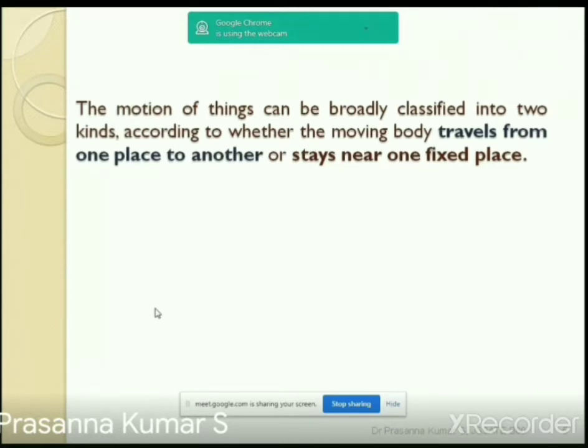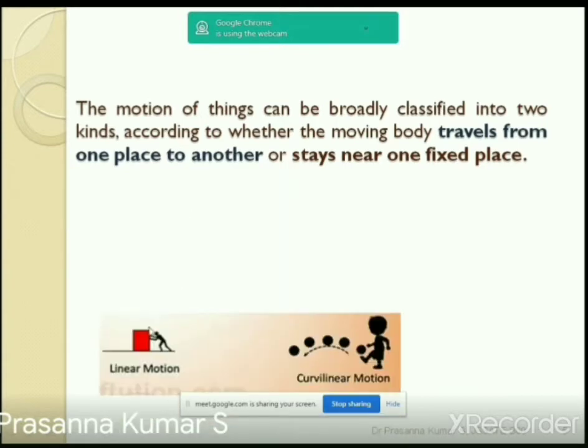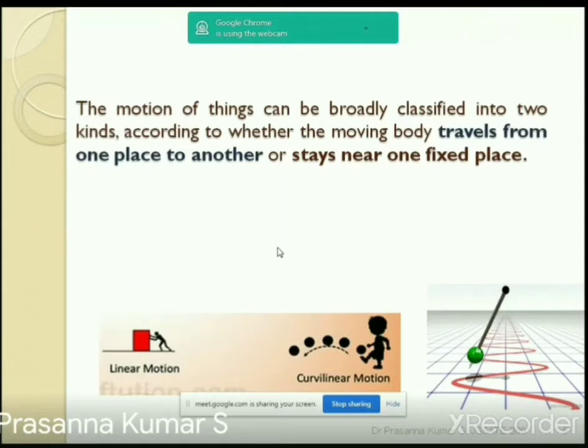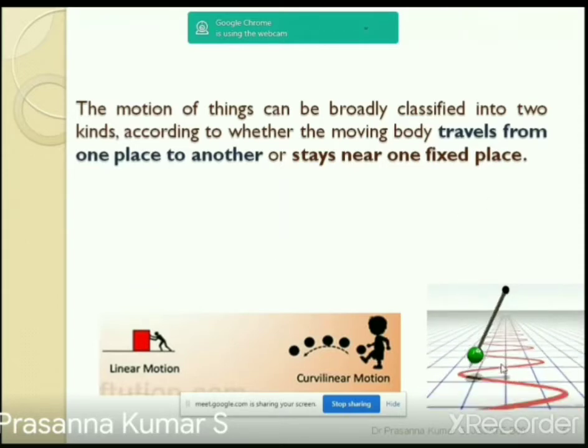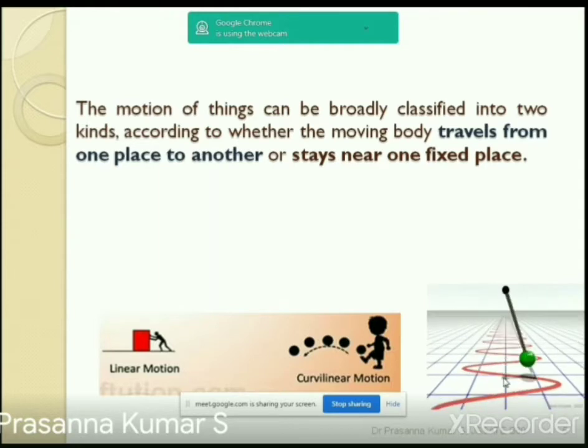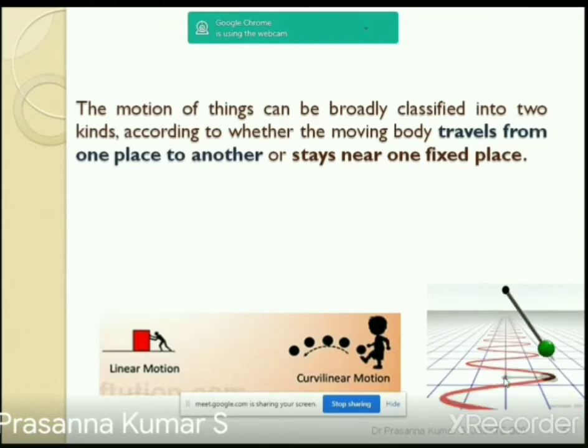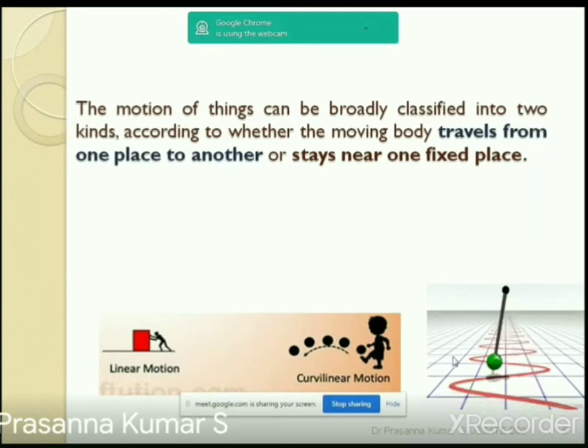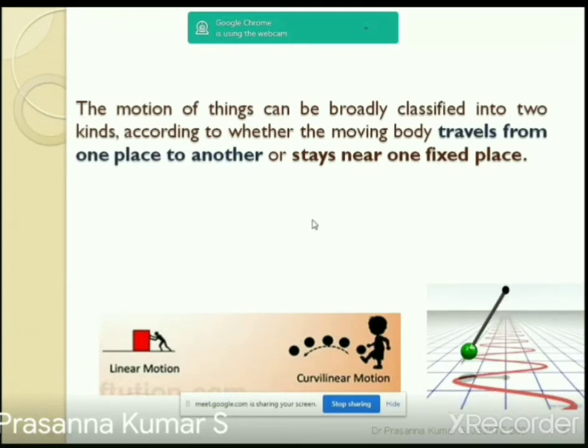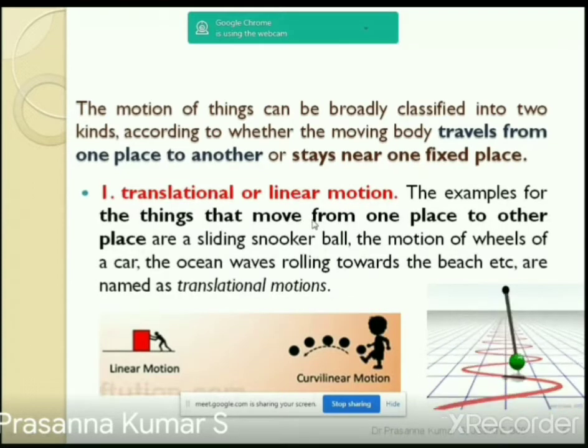We have seen in the diagram on the previous slide that the motion of things can be broadly classified into two kinds according to whether the moving body travels from one place to another or stays near one fixed position. Travelling from one place to another is translatory motion. And one that stays at the rest position, see here the pendulum moving across, that is to and fro motion about the rest position. That is the circular motion.